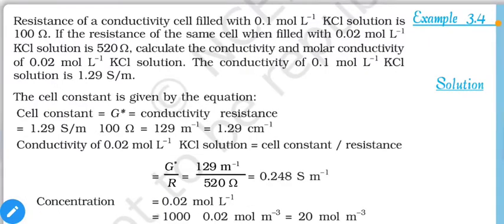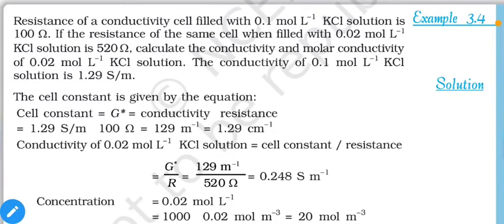Now some examples are mentioned. First is: the resistance of the conductivity cell filled with 0.1 mole per liter KCl solution is 100 ohm. If the resistance of the same cell when filled with 0.02 mole per liter KCl solution is 520 ohm, calculate the conductivity and the molar conductivity of 0.02 mole per liter KCl solution. The conductivity of 0.1 mole per liter KCl solution is 1.29.